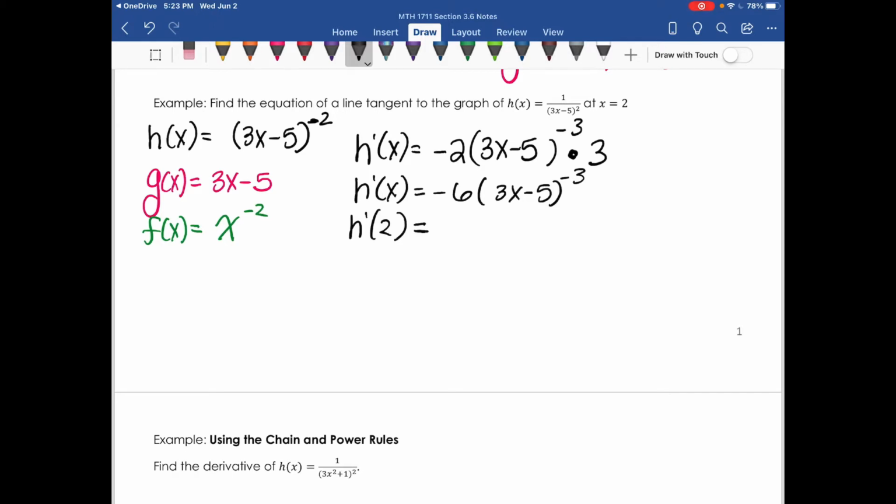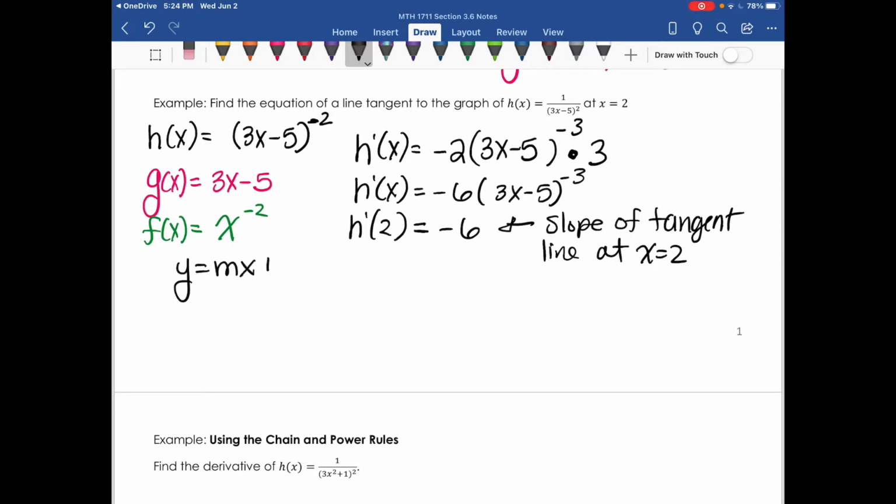So now I have the derivative of h of x, and so I can find the slope of the tangent line by evaluating it at 2. So I'm going to plug in 2. When I plug 2 into the derivative, I'm going to get negative 6. So this is the slope of the tangent line at x equals 2. Okay, so we found our slope.